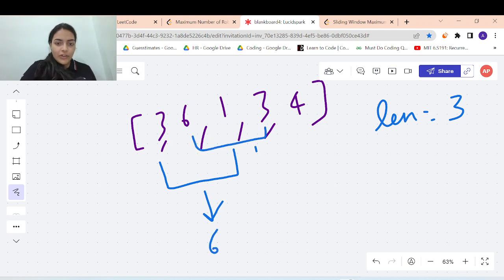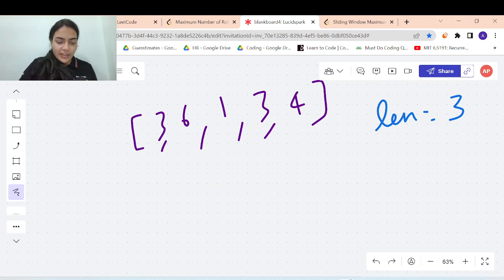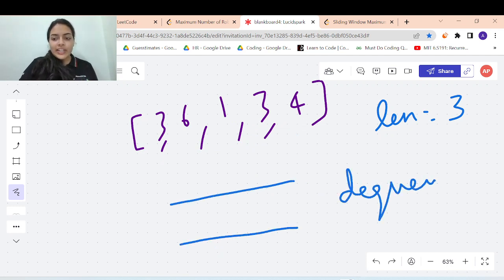In the next subarray of length 3, the maximum is 6. In the next subarray of length 3, the maximum is 4. So for any given length, if I have to find the maximum value, how can I do it in the most optimal way? It is using a data structure called a DQ.